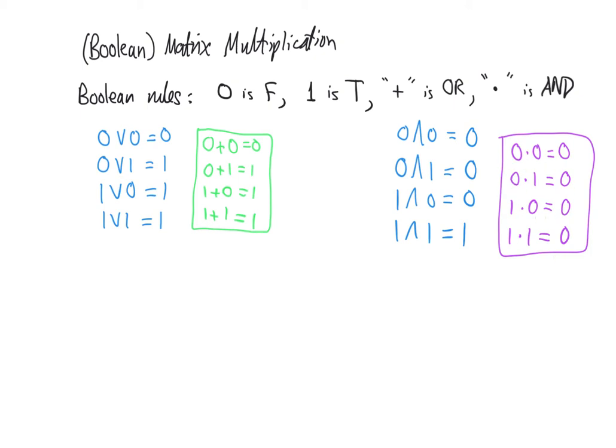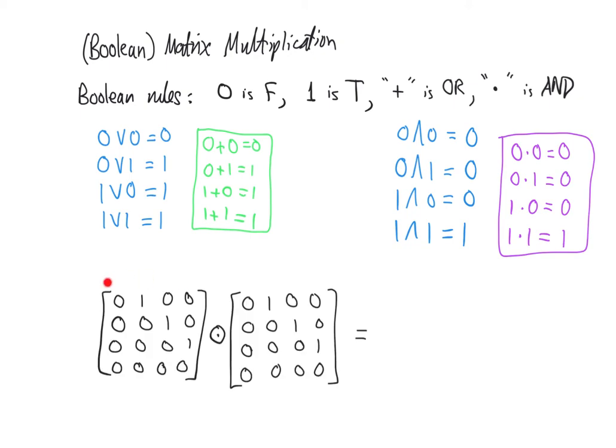The multiplication rules also seem to work as well, but I just noticed an error here. Let me fix that. Sorry. 1 times 1 is 1. That definitely agrees with our intuition for arithmetic.